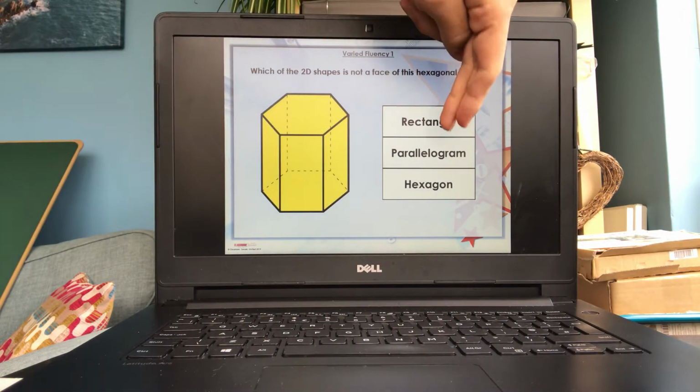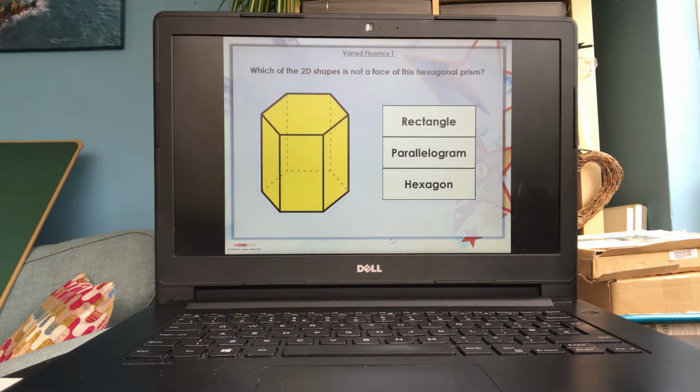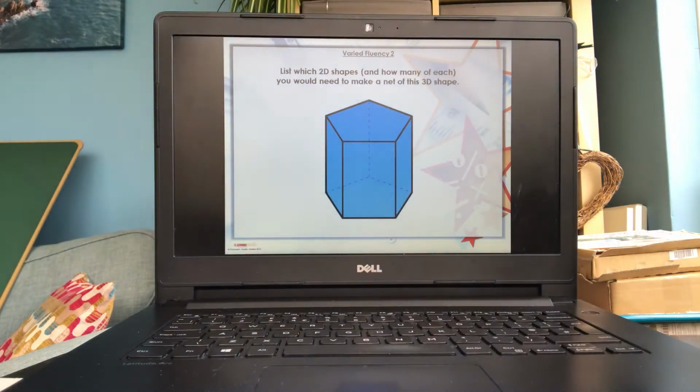So has it got rectangles or parallelogram faces? Well, if we look right at the front here, that's a rectangle. So the shape that doesn't make a face of the hexagonal prism must be the parallelogram. There it is. Okay, next question.